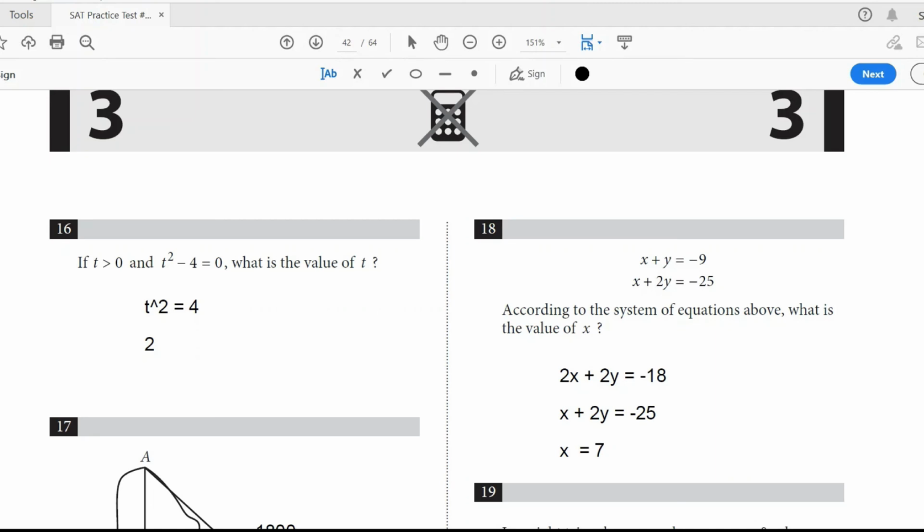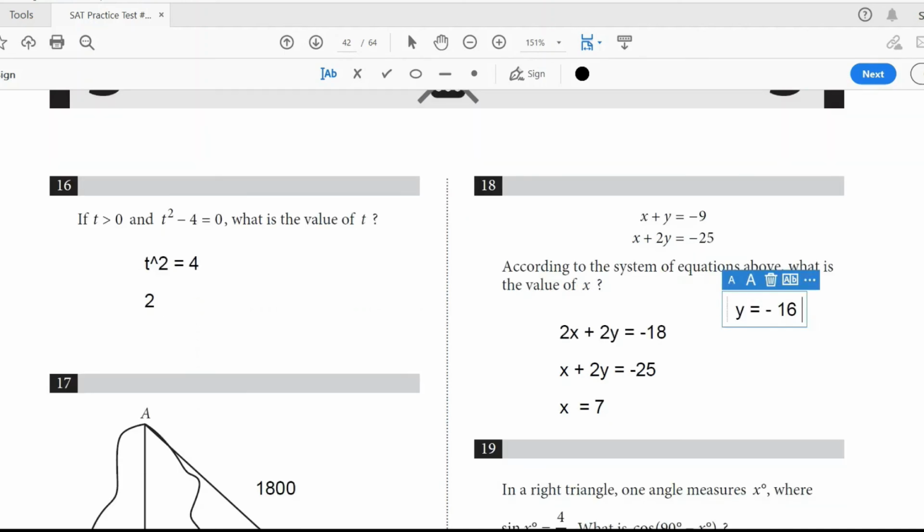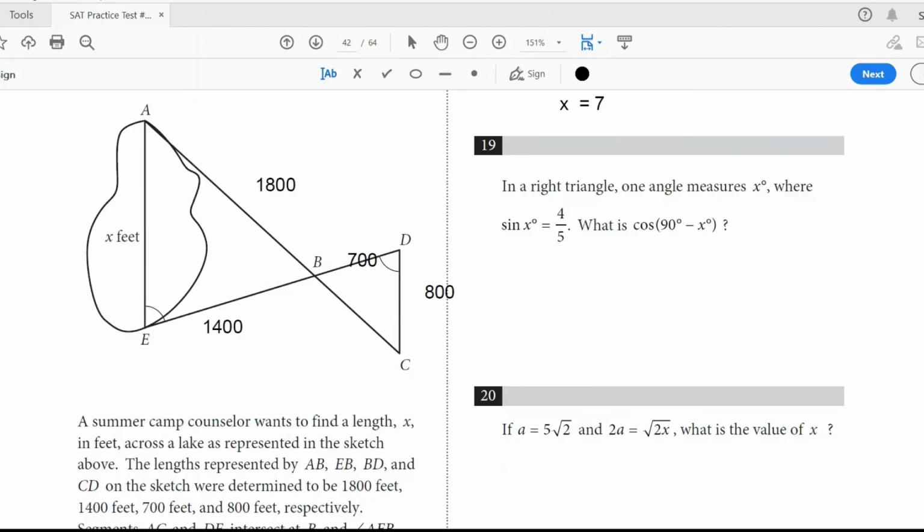We just check this just in case, and if x equals 7, y would equal negative 9 minus 7, which means y would equal negative 16. So in this case, if we multiply y by 2, that means negative 32, which plus 7 would equal negative 25, making this answer correct.